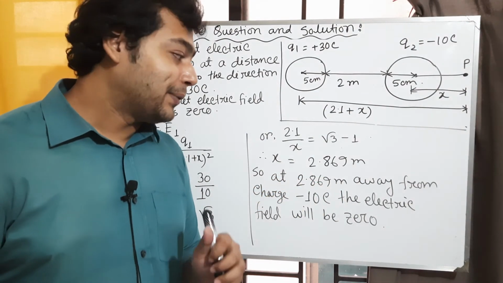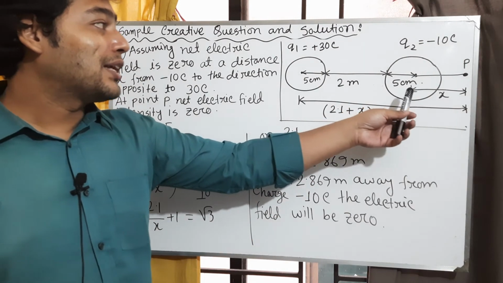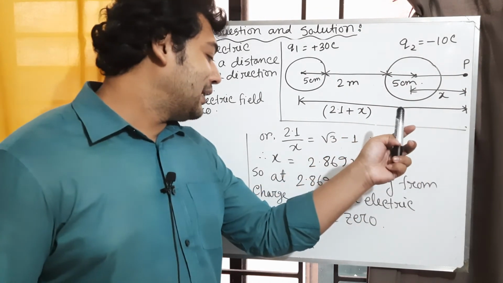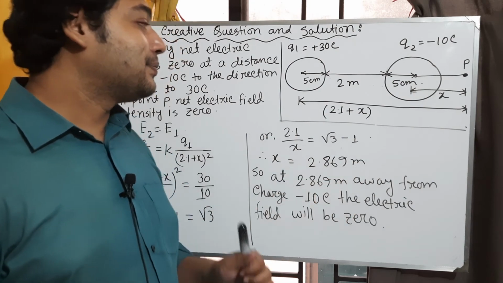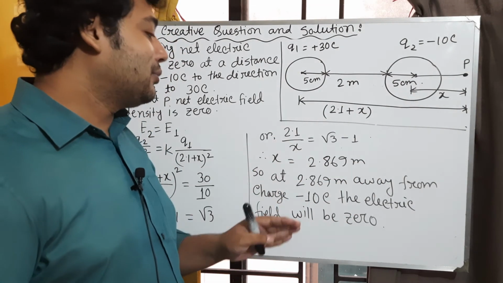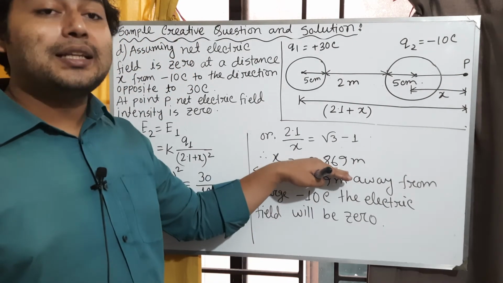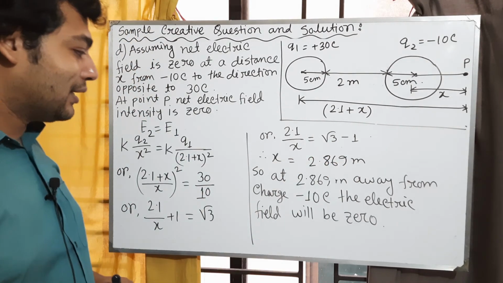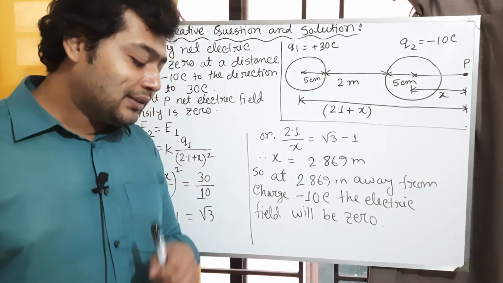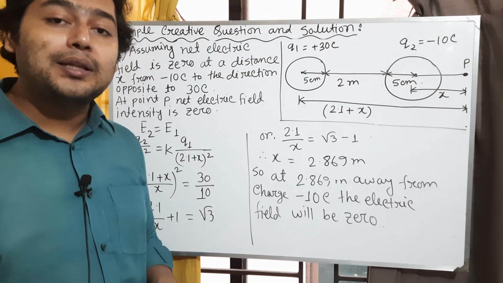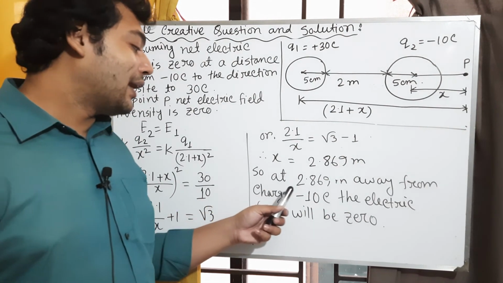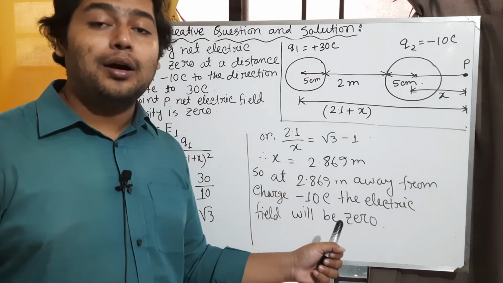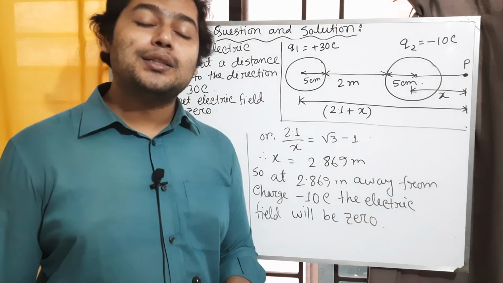2.869 meter. Okay, so here x means the distance from the smaller source, minus 10 coulomb. Here the distance is 2.869 meter. But from Q1 the distance is greater than this distance. Okay, so we can say that electric intensity will be 0 at a certain distance from the small charge. Okay, so at 2.869 meter away from charge minus 10 coulomb, the electric field will be 0.